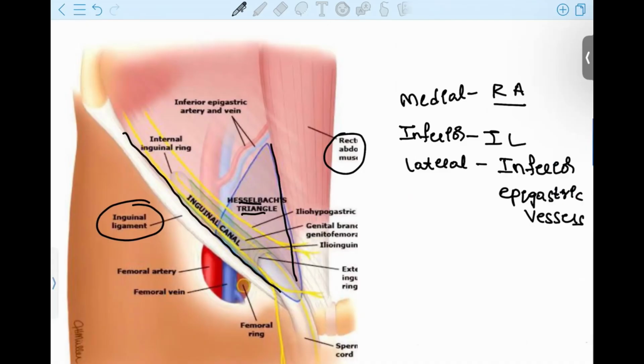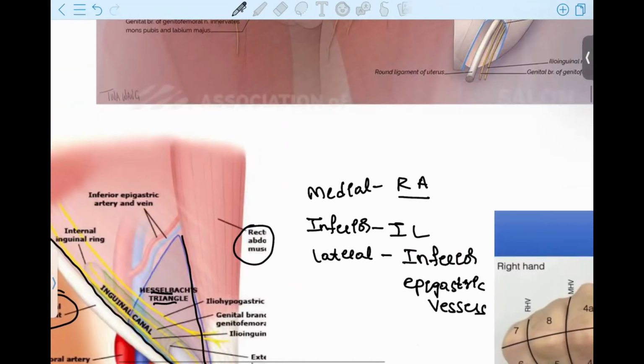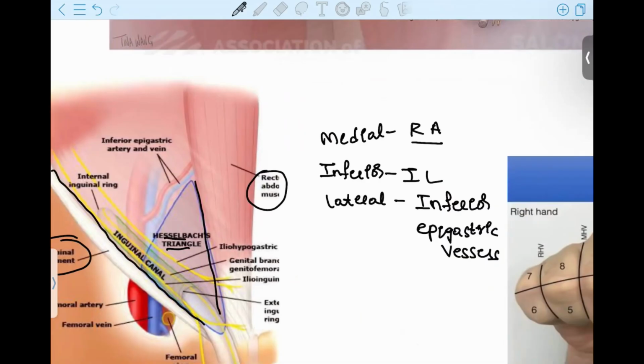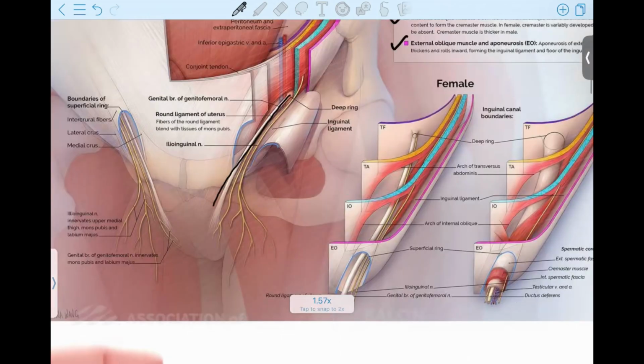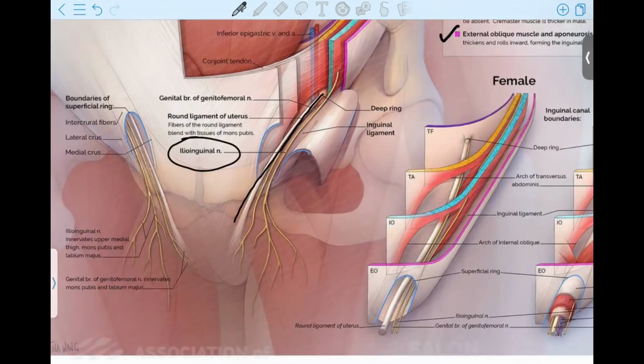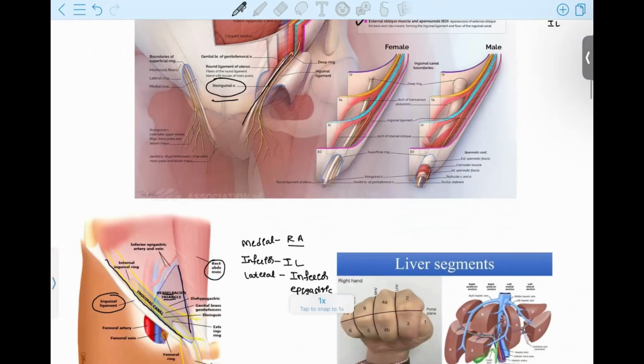There is also a common question asked here: if the patient has an inguinal canal defect, what is the most commonly involved nerve? The most commonly involved nerve is the ilioinguinal nerve. So if there is a defect within the inguinal hernia, there is a high chance of ilioinguinal nerve damage. This is also a question that was once asked.